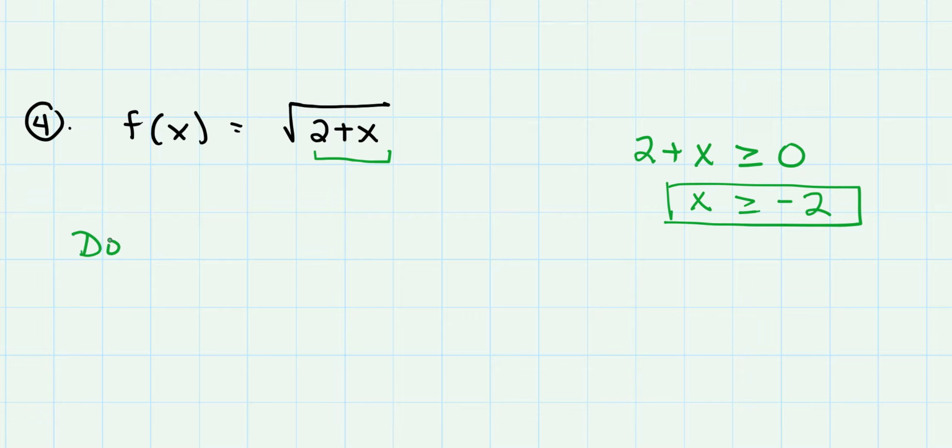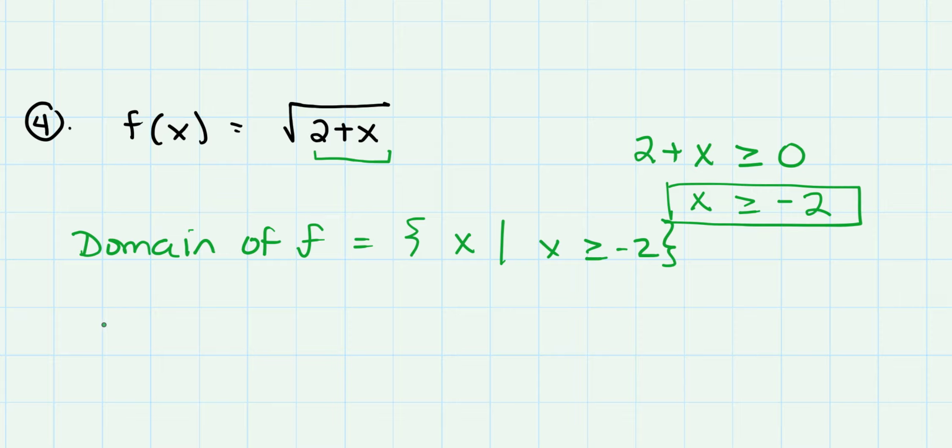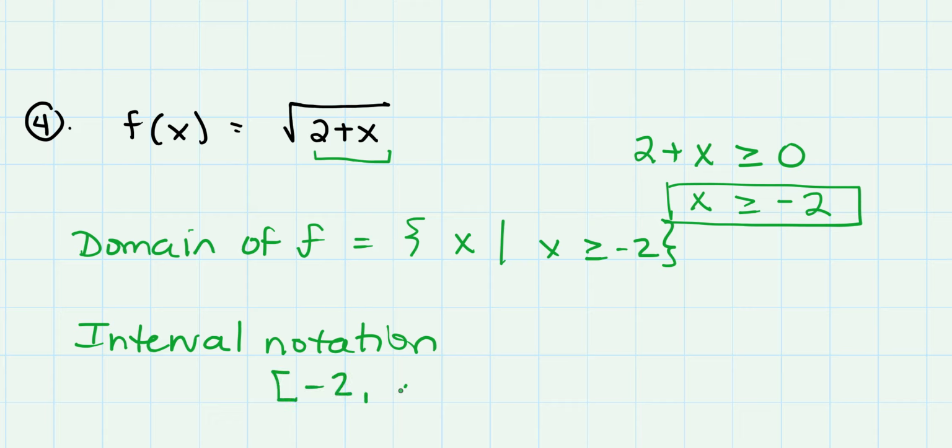So the domain of f is x such that x is greater than or equal to negative 2. Now let's write this in interval notation. The domain, now again, think about the smallest number you can be. That is negative 2 up to the biggest number you can be, which is infinity.